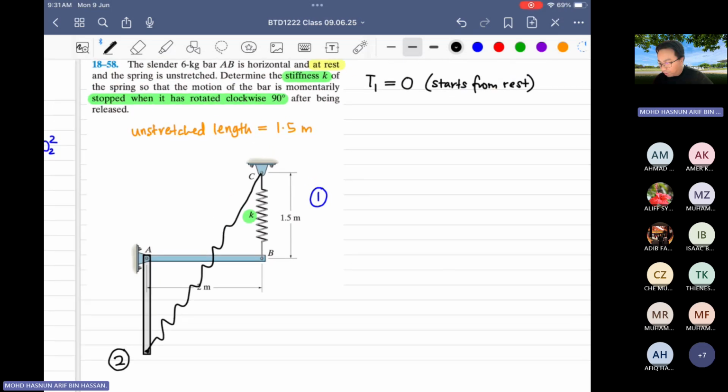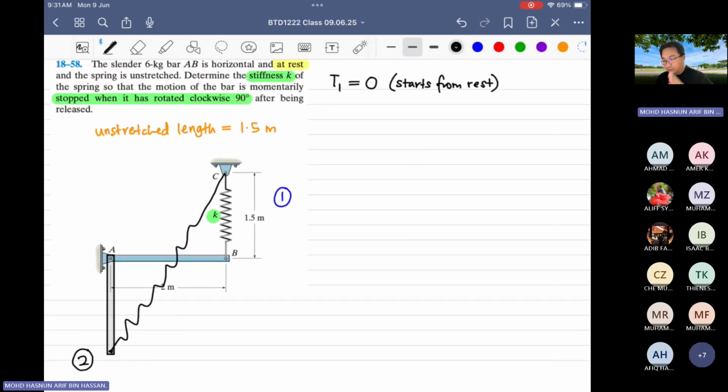So my question is, at position 1, initially, the rod is at rest and it is released. So T1 is equal to 0 because it is initially at rest, not moving. Then it rotates, and when it reaches 90 degrees, because the spring is pulling, it is momentarily stopped. So what is T2? T2 is also 0. Why? Because it has stopped. They write here that the object stops at position 2. After that it will turn back.